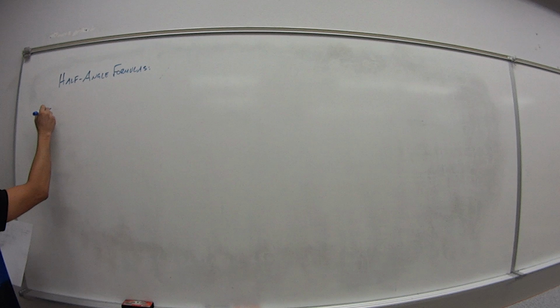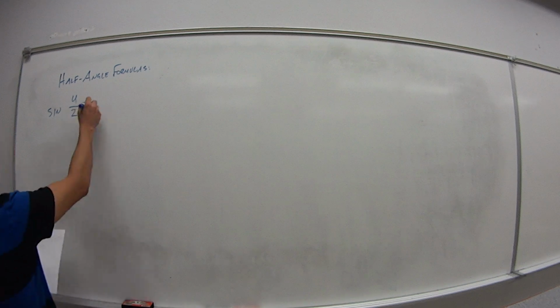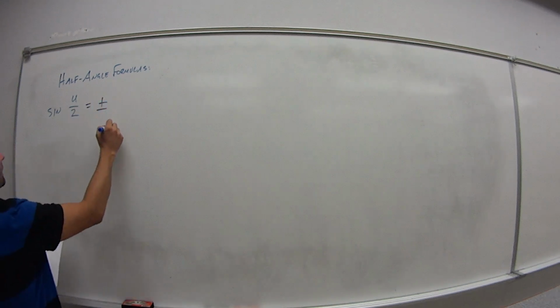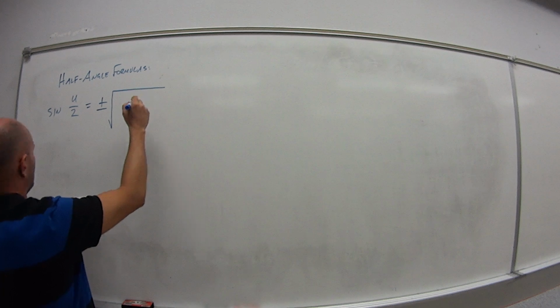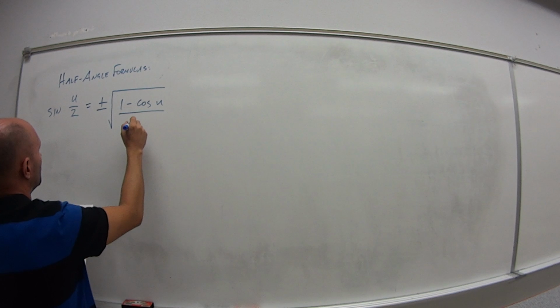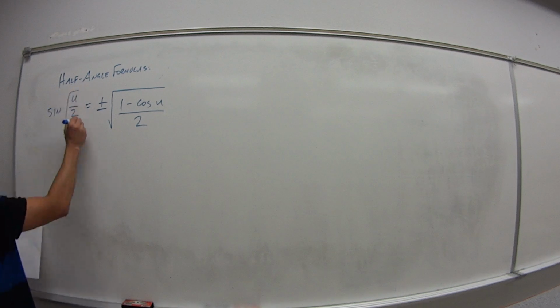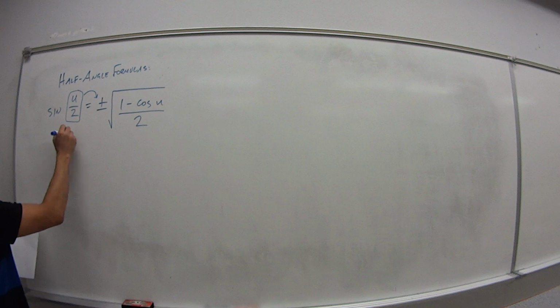So the first one, if we have sine of u over 2, named half angle, thus we have some angle measurement, we're dividing it by 2. This is equal to plus or minus the square root of 1 minus cosine of u all over 2. Now the plus or minus will be determined by which quadrant this lies.